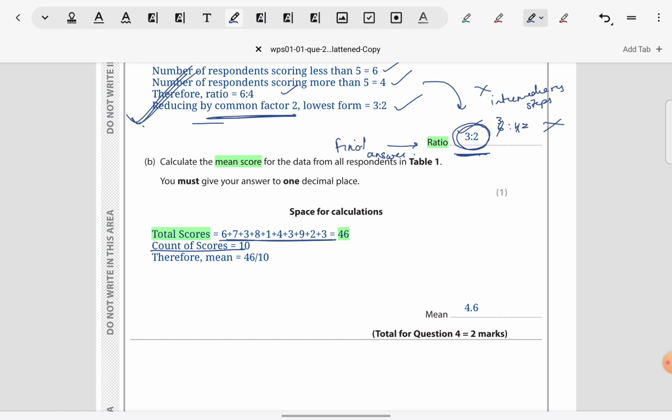Okay, now the mean is 46 upon 10. I have not written the formula explicitly. Some students like to write it, and you can. That is also good. So you could write sum of x upon n. Like I said, that is not compulsory. Even without that, you could just indicate what's on the numerator and what's on the denominator.